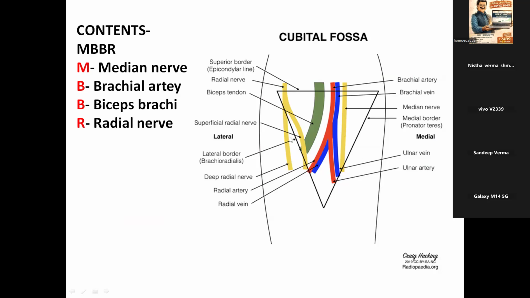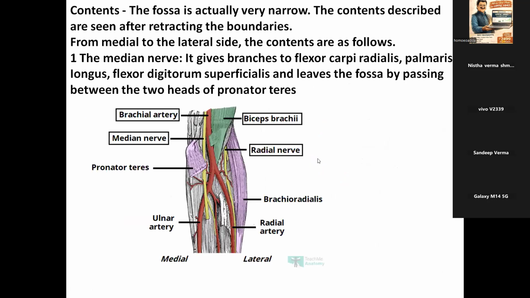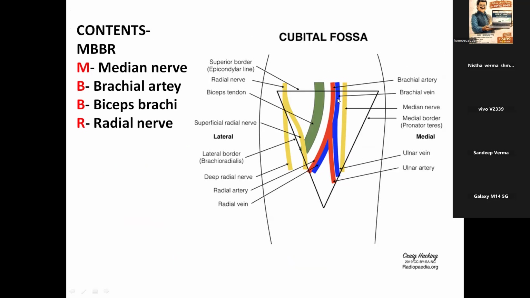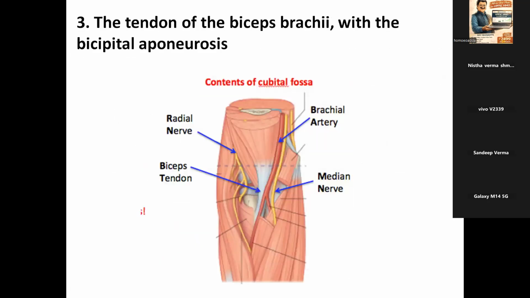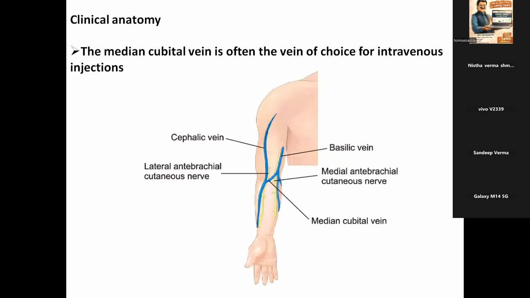Within the cubital fossa, this brachial artery terminates into two parts, the radial artery and the ulnar artery. Okay, so the brachial artery terminates into the radial artery and the ulnar artery. Going further laterally, we will see the biceps brachii, the tendon of biceps brachii. And lastly, you can see where the cursor is, that is the radial nerve. So these are the structures present in the cubital fossa: MBBR, median nerve, brachial artery, biceps brachii tendon and the radial nerve. Okay, so these are the structures, MBBR, right?